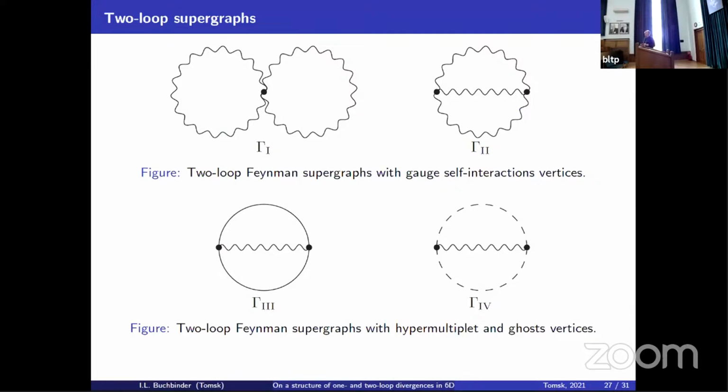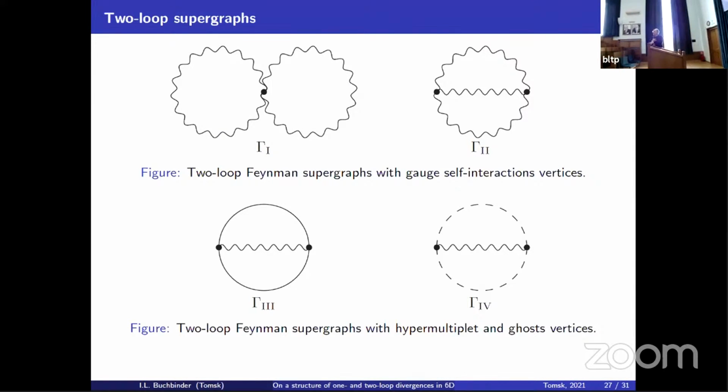No subdivergence? No subdivergence because it's a finite theory at one loop. This is the point. It's specific to this theory. There are no one-loop divergences. So you claim that this diagram gives 1 divided by epsilon squared, and no 1 divided by epsilon? Yes. This is correct.